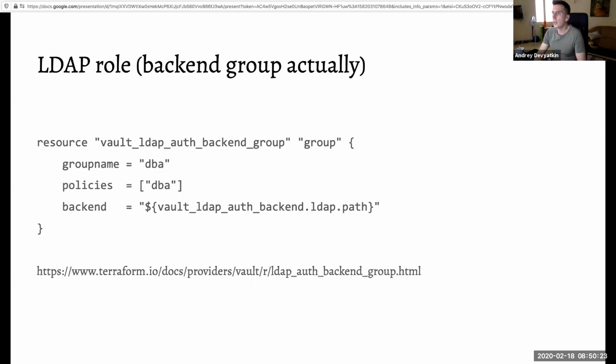This is a role that basically says everyone who comes with valid LDAP credentials and is part of the DBA LDAP group should receive the policy DBA on their token. And you don't really have to name policies after the group names, but it makes a lot of sense. It just simplifies things a lot, because a person who is in the LDAP DBA group knows that they will get a DBA policy and not something else. So it's just a little bit more logical.